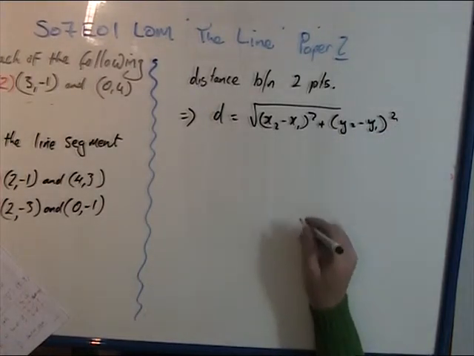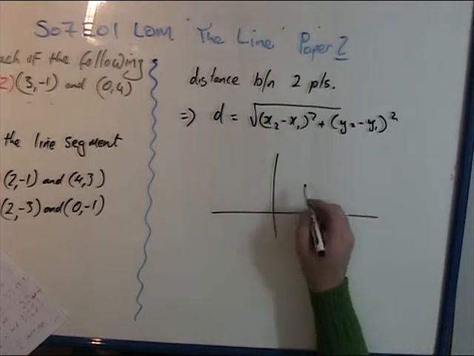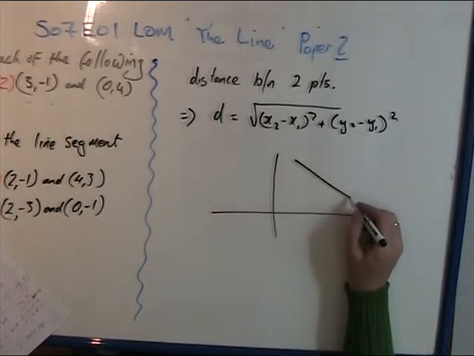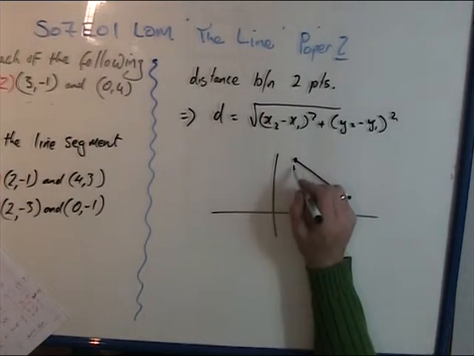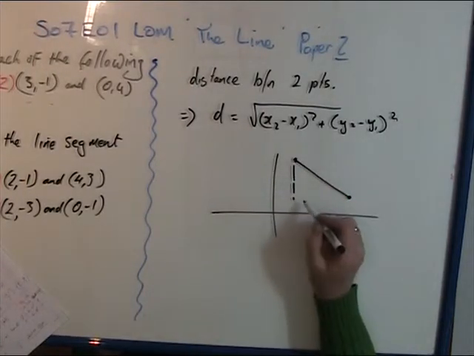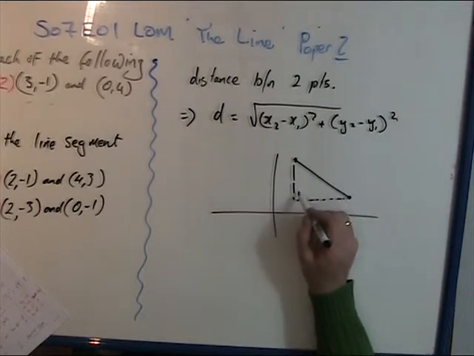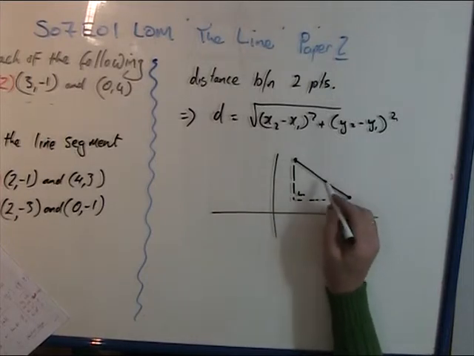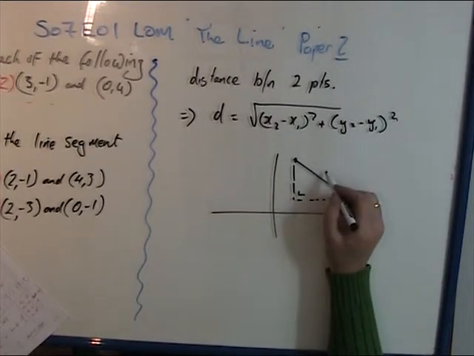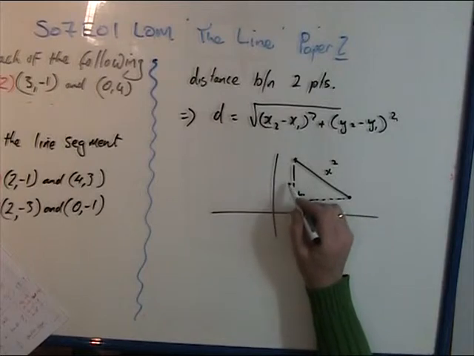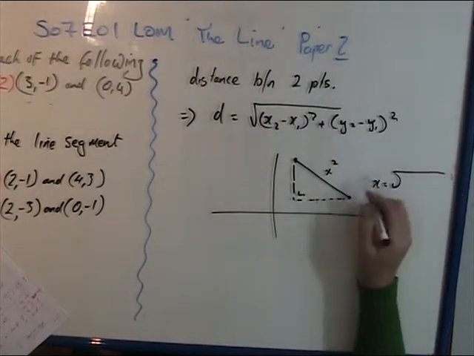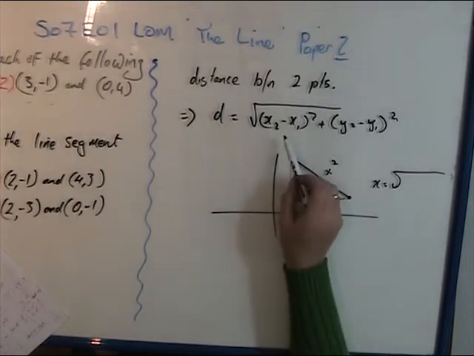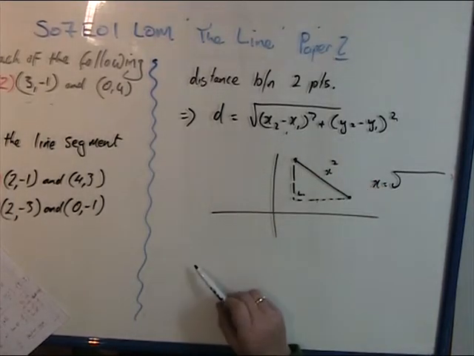Now, let's just explain a little bit how this works. Okay, so you've got a line there, and you've got to find the distance from one point to the other. In actual fact, what you're doing is getting the hypotenuse here. So the square of that line, x squared, is equal to the square of this side plus the square of that side. That means that x is equal to the square root of that side squared plus that side squared. And this is exactly what this formula is doing.